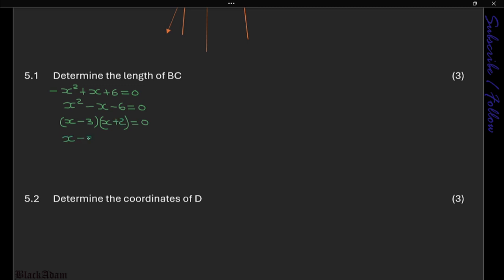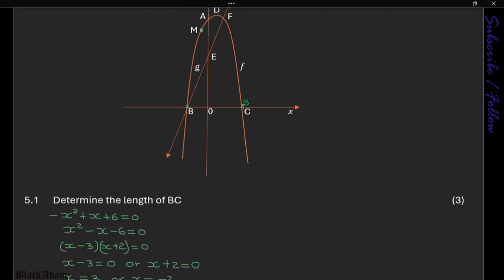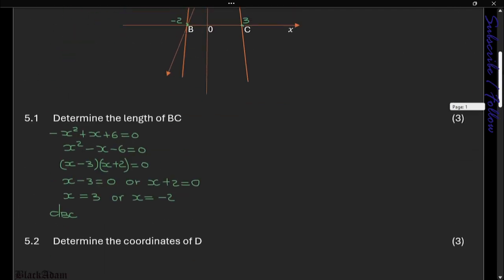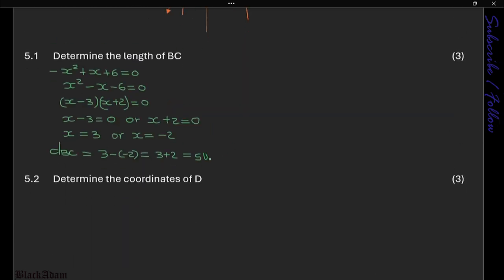So that means x minus 3 equals 0, or x plus 2 equals 0, so that we get the final 0 result on the right hand side. So x is 3 or x is negative 2. And then distance BC is going to be final minus initial, so that's 3 minus (-2). That gives us 3 plus 2, and that is 5. So that would be 5 units.